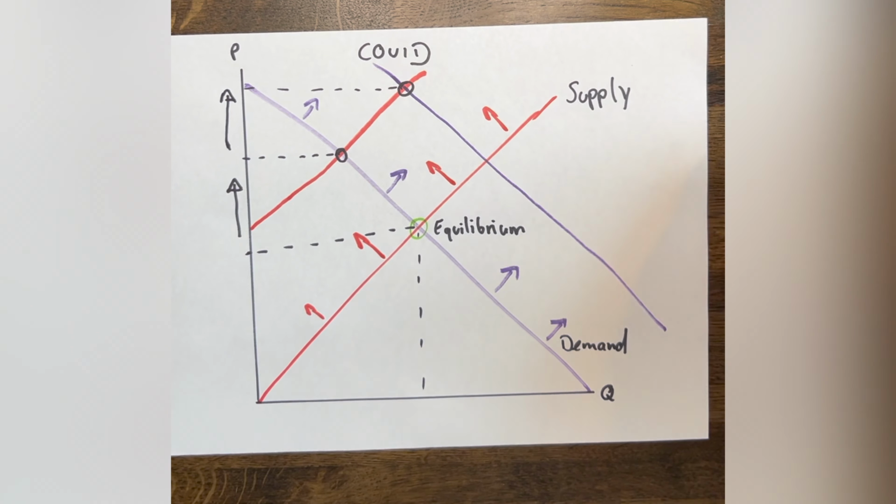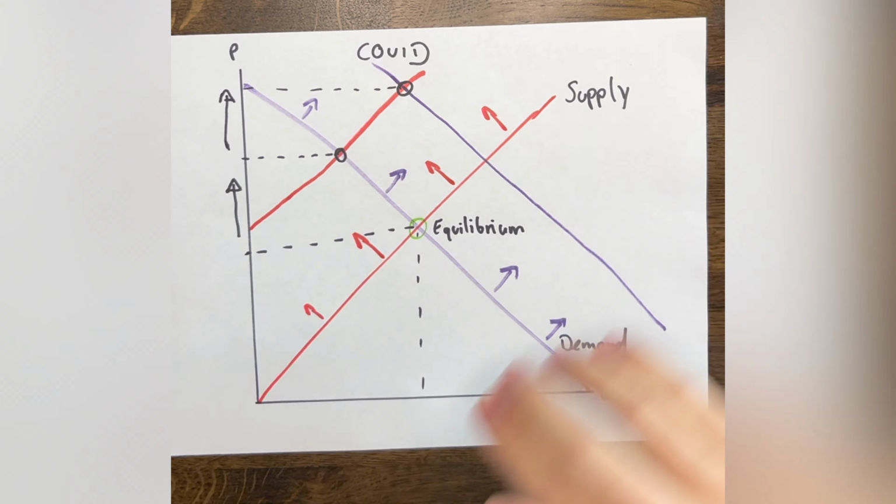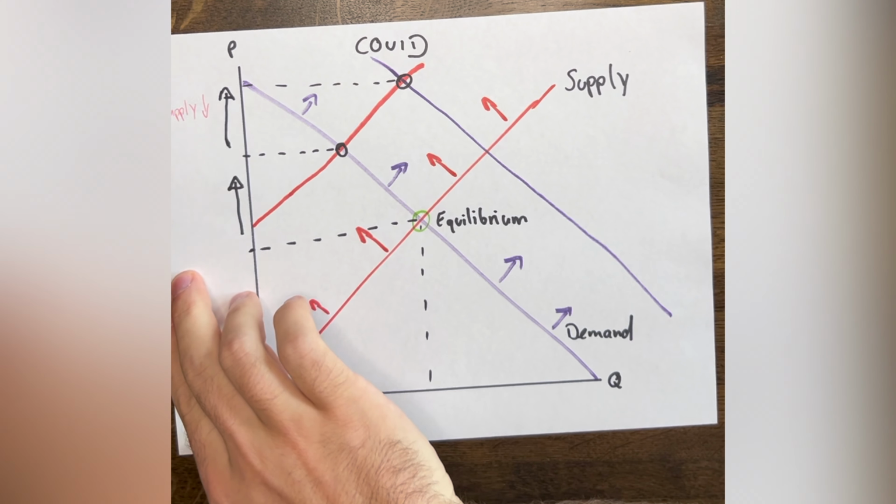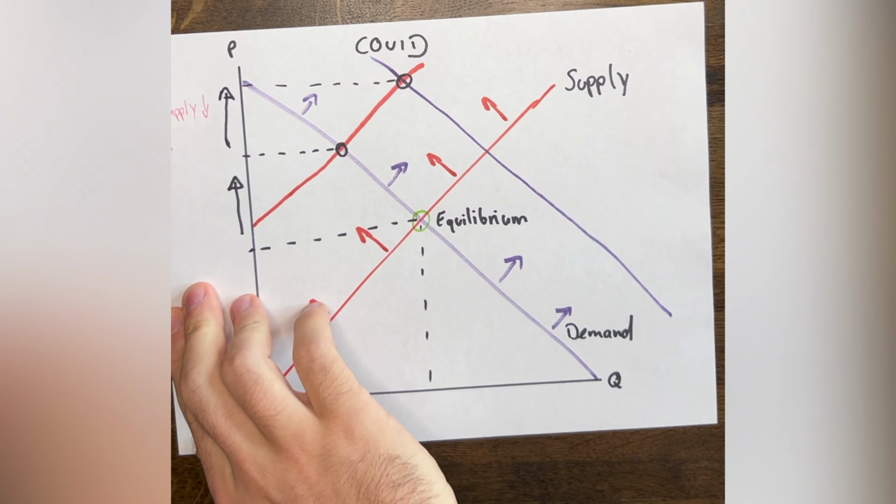So just to recap, supply, I'm going to write supply here. So supply goes down because of COVID. Okay. Manufacturing goes down.